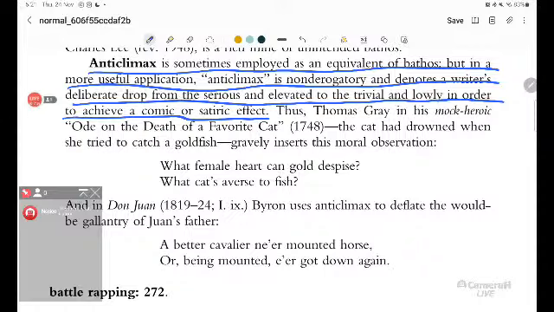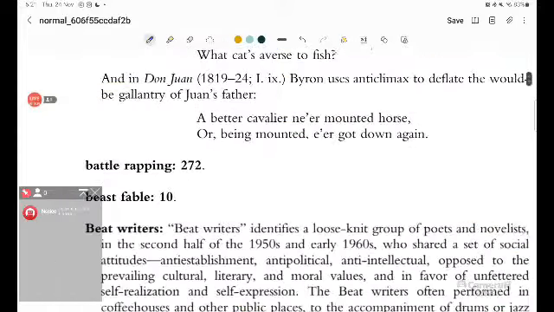हाँ, तो चलिए कुछ एग्जांपल देखते हैं. On the death of a favorite, thus Thomas Gray in his mock heroic ode on the death of a favorite cat, 1748. The cat had drowned when she tried to catch a goldfish. Gray gravely inserts this moral observation, anticlimax: What female heart can gold despise? What cat's averse to fish? And in Don Juan, Byron uses anticlimax to deflate the would-be gallantry of Juan's father: A better cavalier never mounted horse, or being mounted ever got down again.